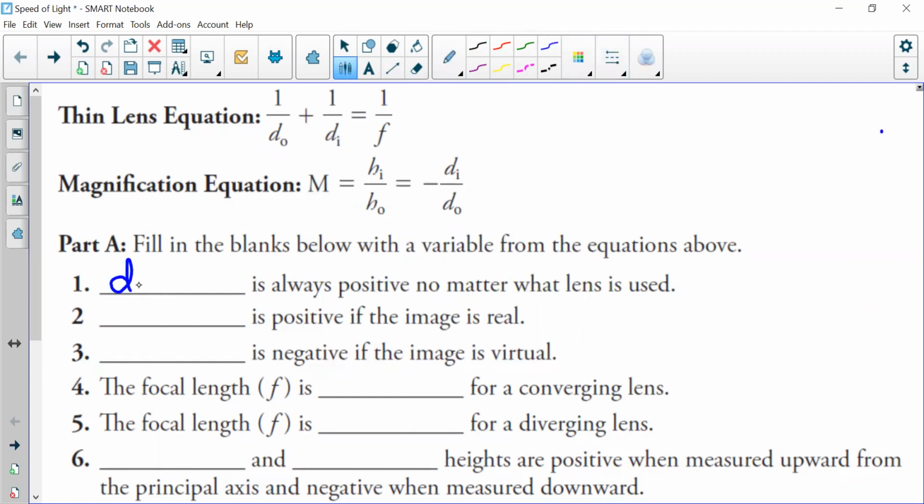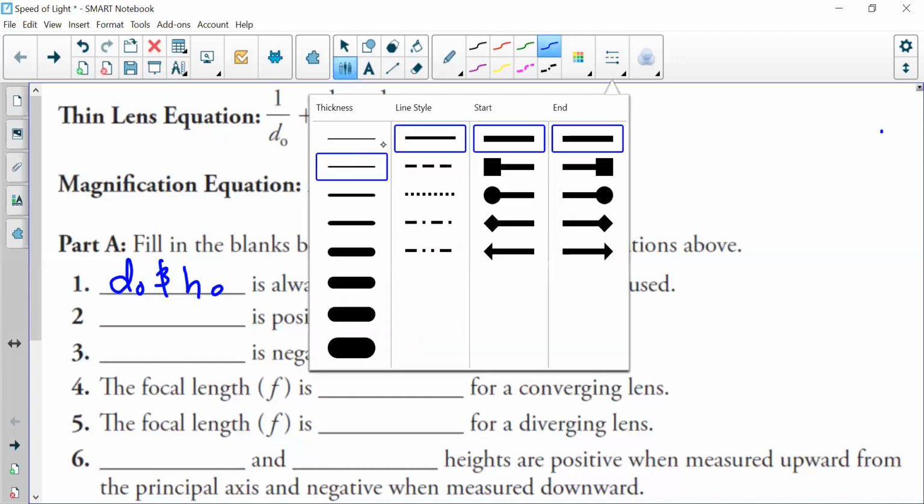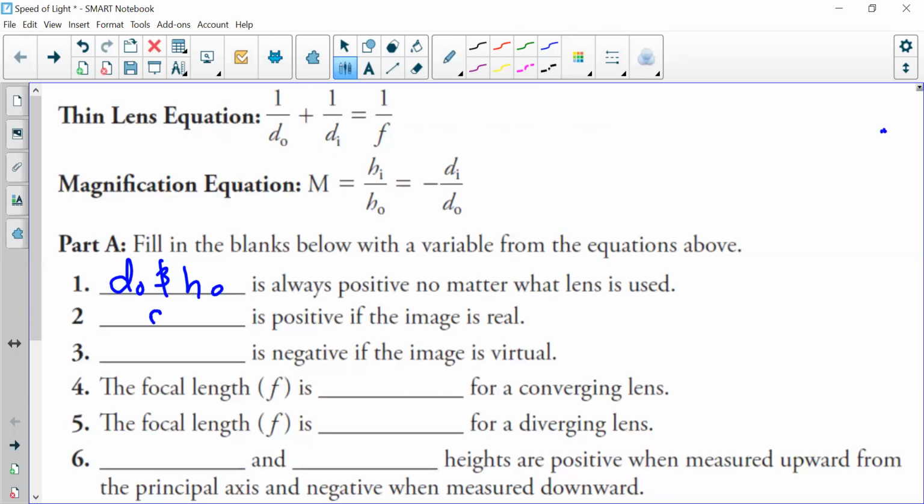And I'm going to post this, so don't feel like you have to write anything down, so you can follow along. DO and HO. What is positive if the image is real? What will tell us this? This is not a worksheet, Stephanie, this is just review. What tells us if the image is real? DI. DI, very good. Sorry, hold on a second. What is negative if the image is virtual? DI. DI, good.